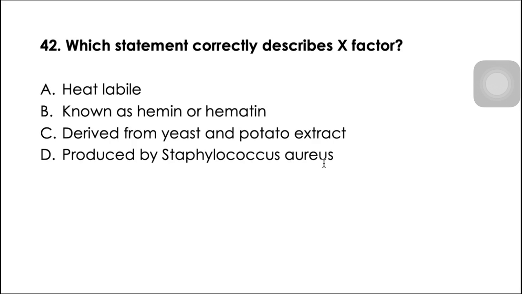Hence, Haemophilus influenzae that requires both the X and the V factor will exhibit satellitism around Staphylococcus aureus, around the streak of Staphylococcus aureus. Okay, so X factor is also heat stable, while X factor is known as your hemin or hematin. So the answer here is letter B, known as hemin or hematin. That's your X factor.